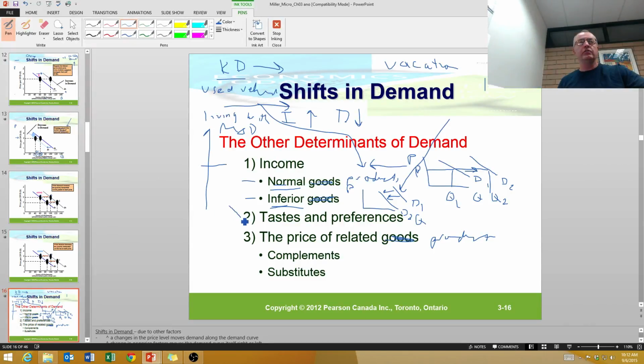So the next non-price factor that can shift demand curves is changes in tastes and preferences. There's all sorts of products here that we can use to illustrate how changes in tastes and preferences affect the demand curves. I have a couple of examples.